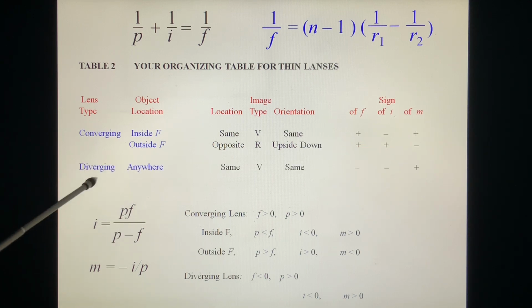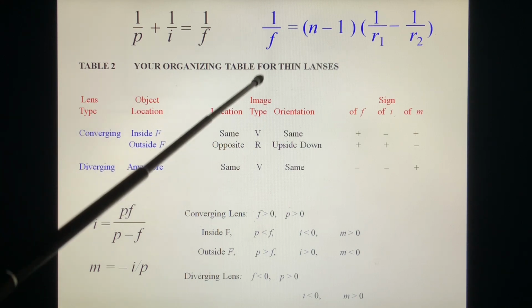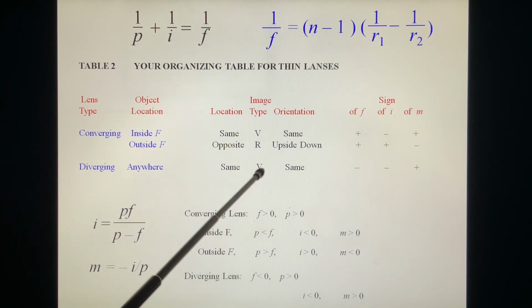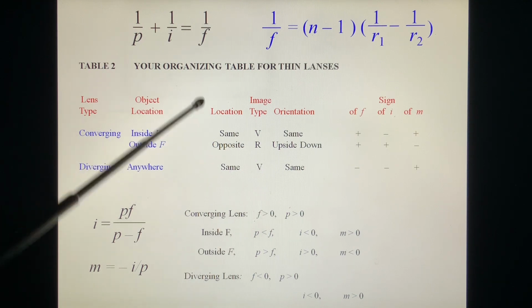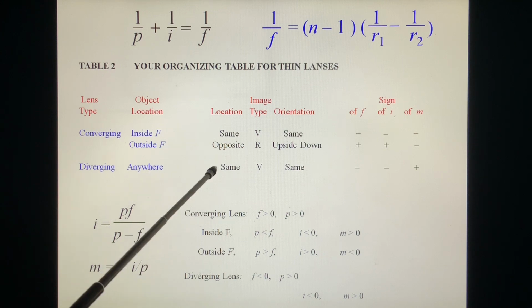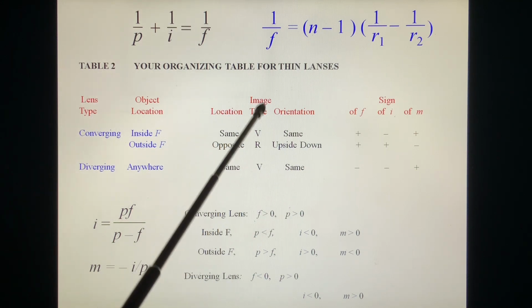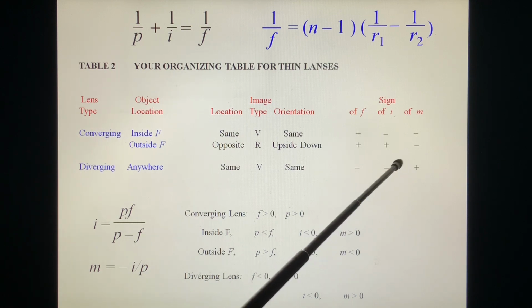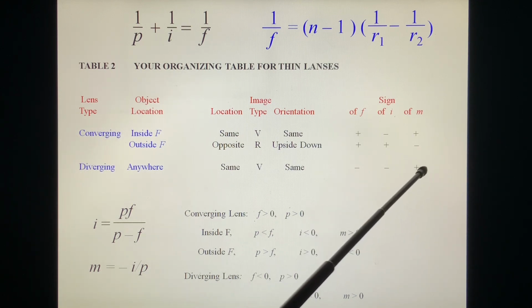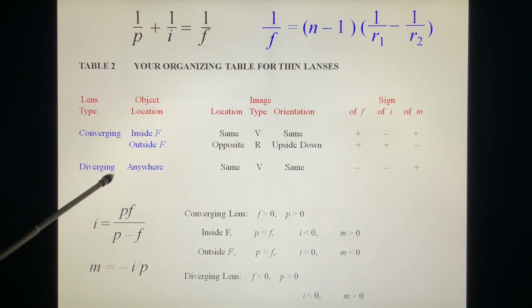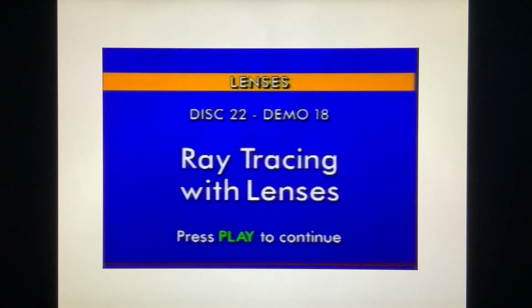For this diverging lens, the object can be put anywhere. We always get a virtual image, smaller than the object, and it's upright, the same orientation. In this case, I is negative, M is positive, and because it's diverging, F is negative.